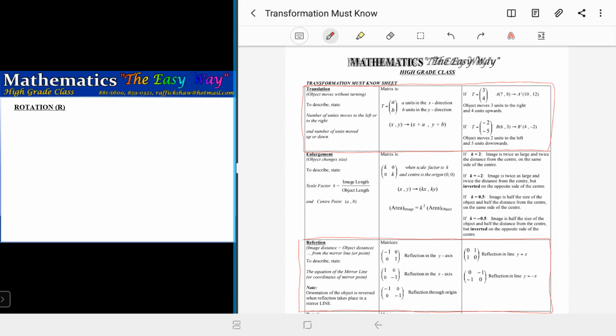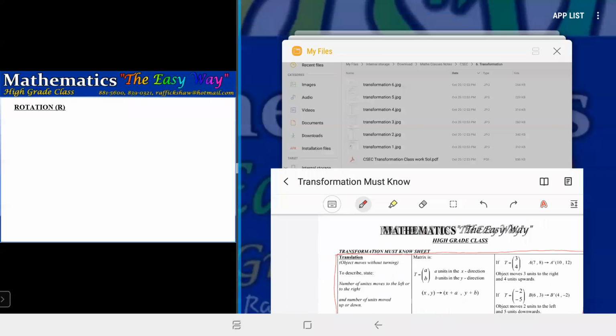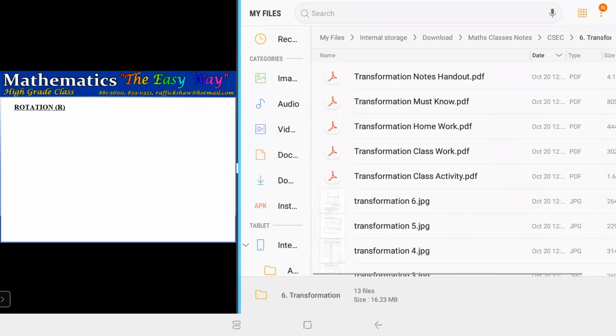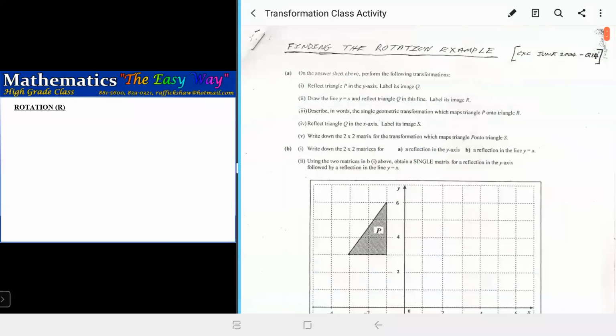Remember, everybody needs to get these pages printed. If you don't have it printed, if you have the booklet, then clearly you don't need to get it printed. So it's a class activity. All right, everybody needs to get these pages printed.